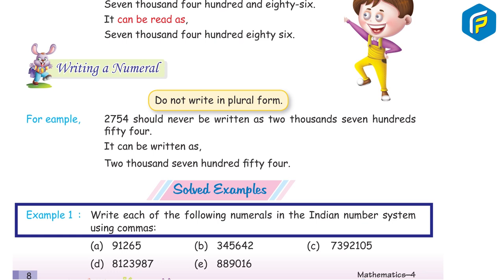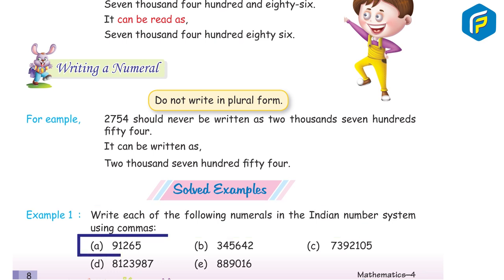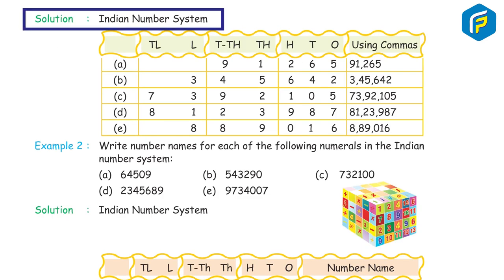Write each of the following numerals of the Indian number system using commas. A. 91,265. B. 3,45,642. D. 73,92,105. D. 81,23,987. E. 88,09,016. Solution. Indian number system.